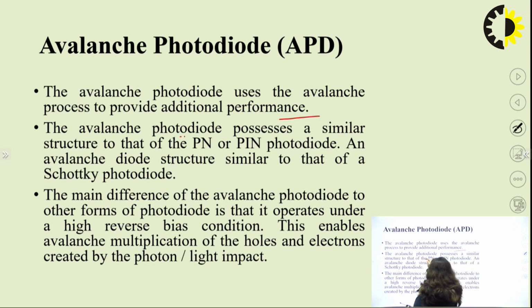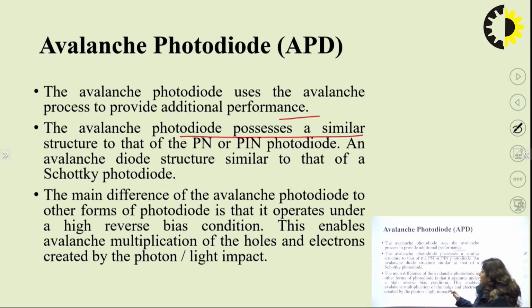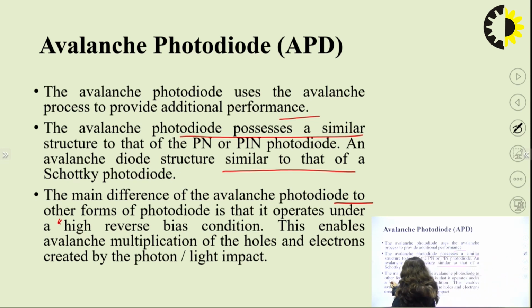The avalanche photodiode possesses a structure similar to that of the pin or PN photodiode, and also similar to that of a Schottky photodiode. We have already discussed the Schottky photodiode. The main difference of the avalanche photodiode from other forms of photodiode is that it operates under a high reverse bias condition. So there is a basic requirement, that it must have a high reverse bias condition.